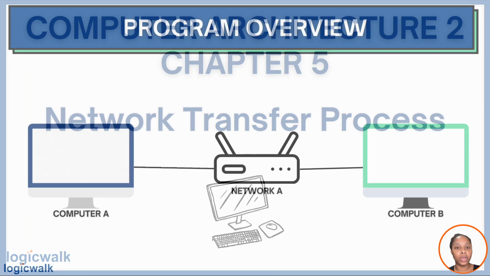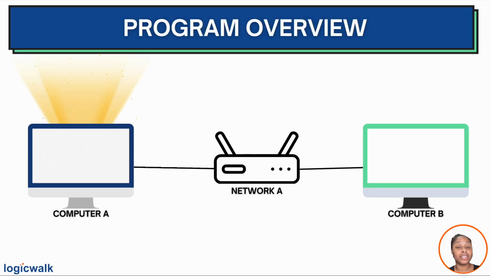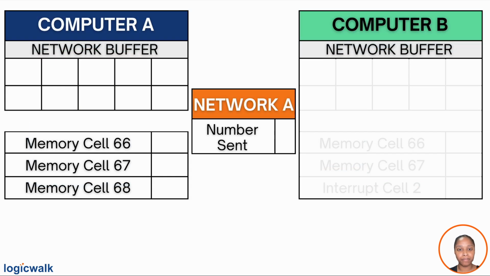In the last lesson, we watched computer A send the message Hi B and saw it appear on computer B's display. In this lesson, we'll examine that same program step by step, starting with how computer A prepares the data, how the network device transfers it, and then how computer B receives and prints it. Let's take a closer look.